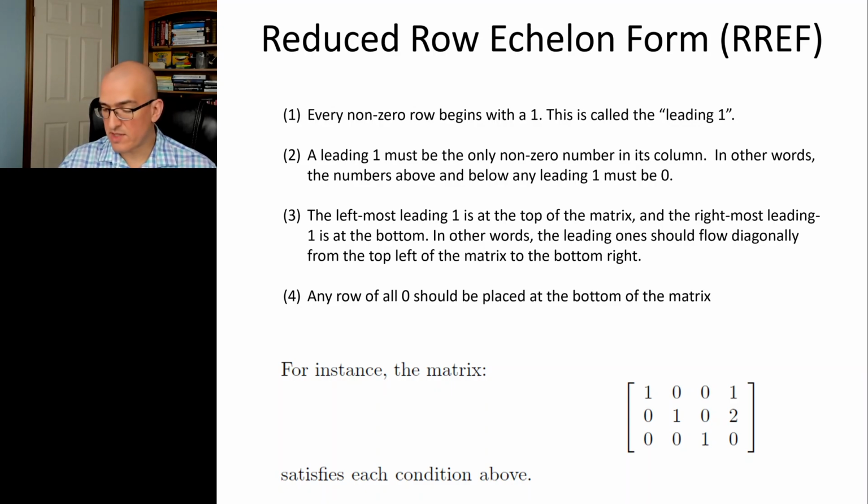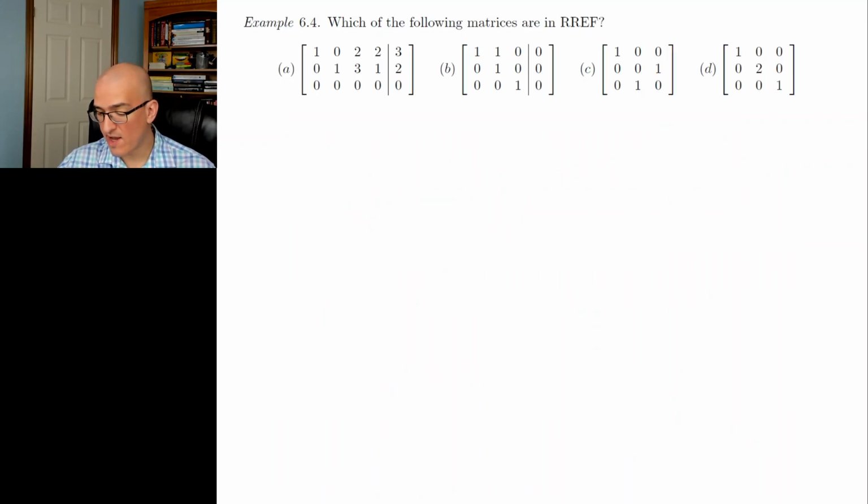Look at the leading one in the next row. The first non-zero number in that row is a 1. Above it and below it are zeros. So far, so good. And then the third and final row has a leading 1.